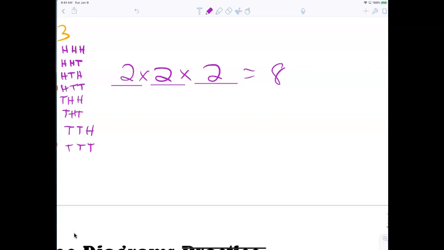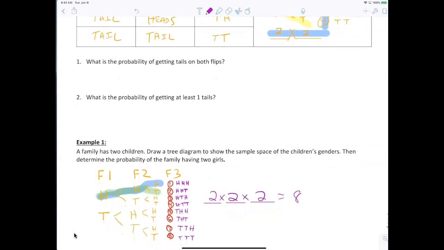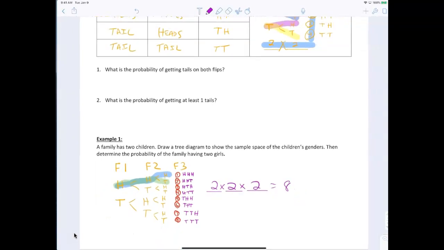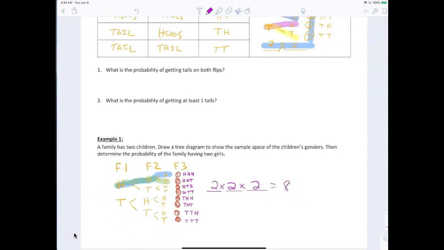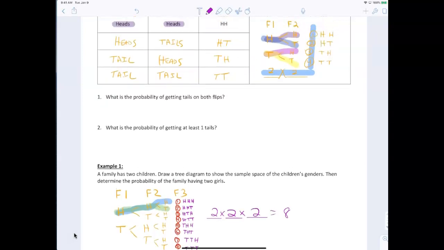All right, thank you. Now what I want to do is go back to our original. Now I want to talk about question 1 and 2. Try to think back here. What is the probability of getting tails on both flips? Now look here. I'm going back up to here, not to the original. So what is the probability of getting tails on both flips?